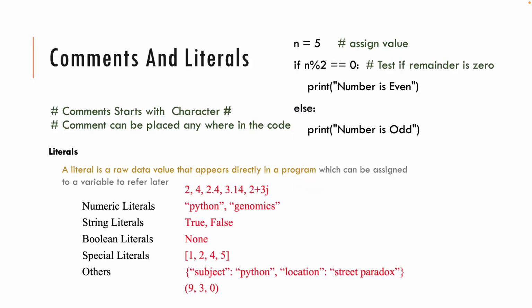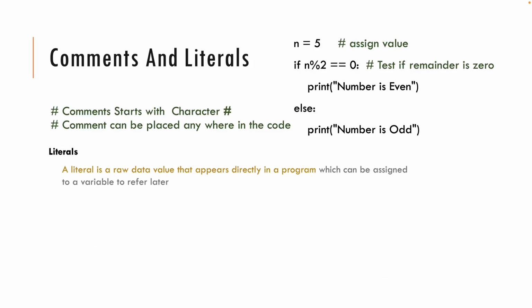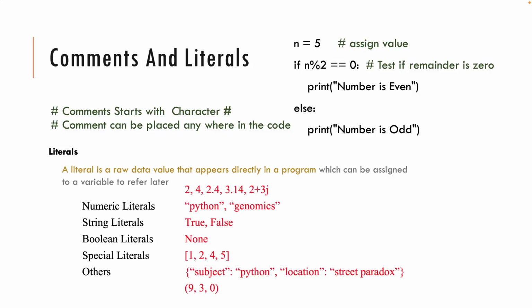And there are literals. What are literals? Literals are values that we use in a program, and that can be assigned to a variable for later use. But we'll see what literals are. There are different types of literals. The first line here is called numeric literals. Second line, there are string literals.